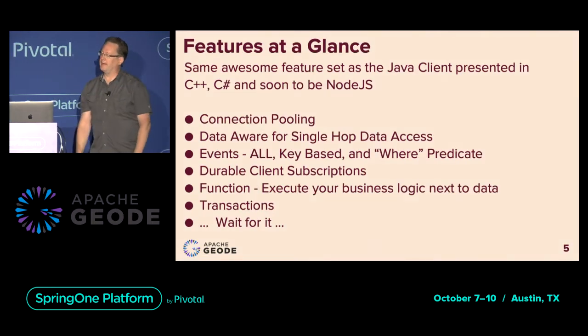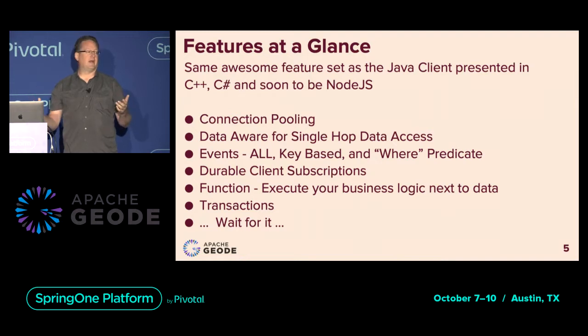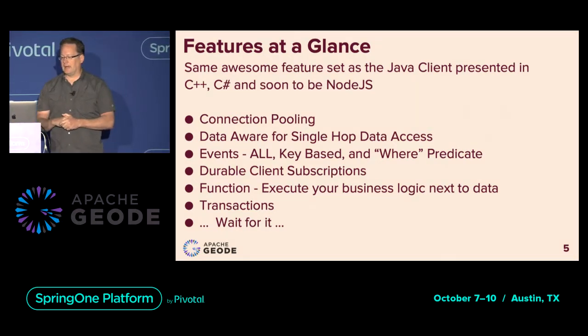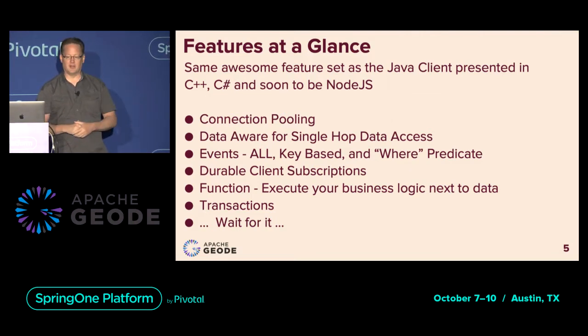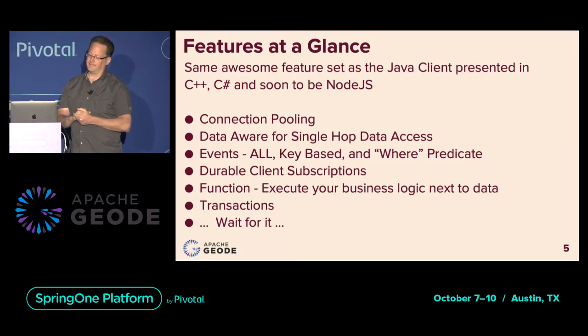All right, so some features that we have in here for the Native Client. It's supposed to be on parity with what's in the Java client, except it's presented in a C++ format and C#. And we're also going to be thinking about releasing a Node version of this as well. So for those Node.js developers, you're going to be able to use your same Geode installation that you can use with your Java and your C++ and your C# stuff.